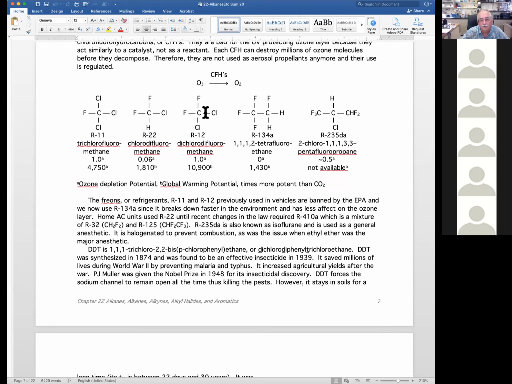So here's some of the refrigerants. There's R11, 22, 12, 134A. Here's their ozone depletion potential and global warming potential.